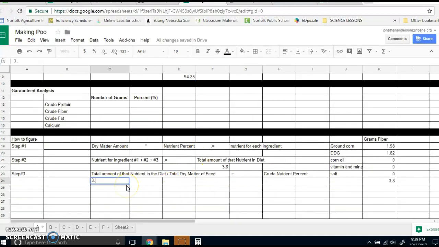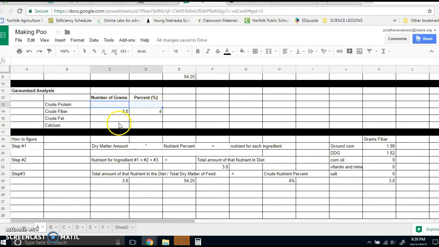We have 3.8 grams of fiber in our diet, and we have 94.25 total grams, which gives us 3.8 divided by 94.25, and that would be 0.04 or 4% crude fiber. Then you'd just come over to here and you would have the 3.8 and the 4% crude fiber, or 4.